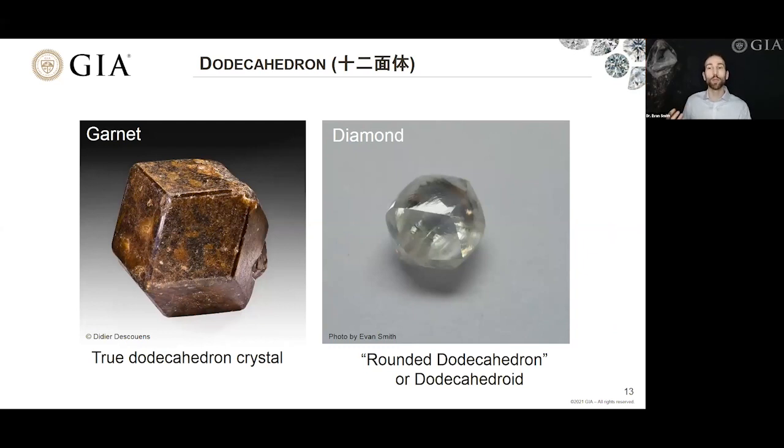However, the dodecahedron shape is not a true crystal shape, such as the garnet on the left. The garnet has flat crystal faces. It has grown into this shape.